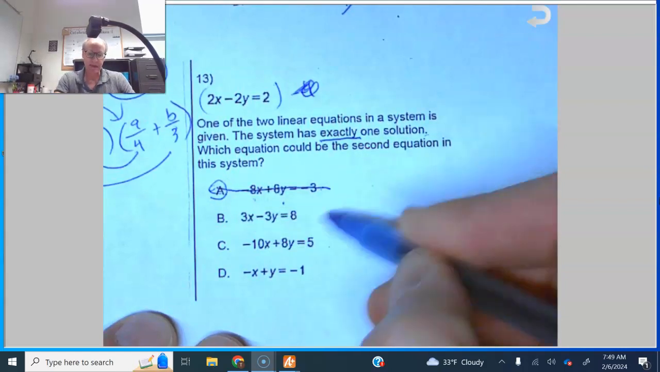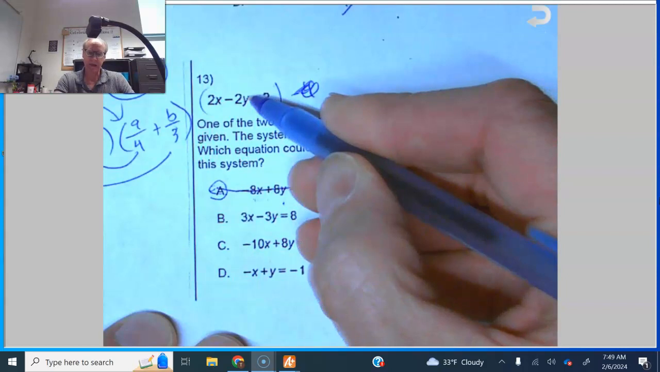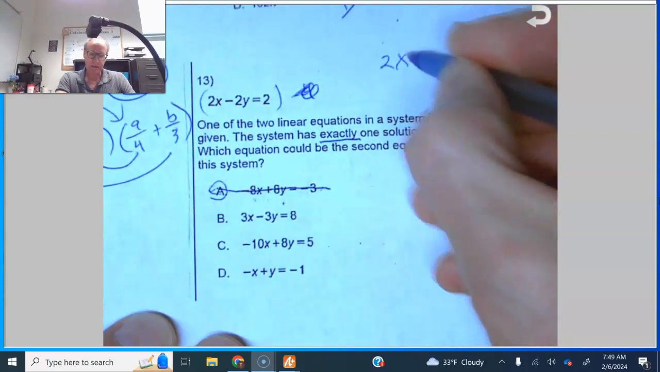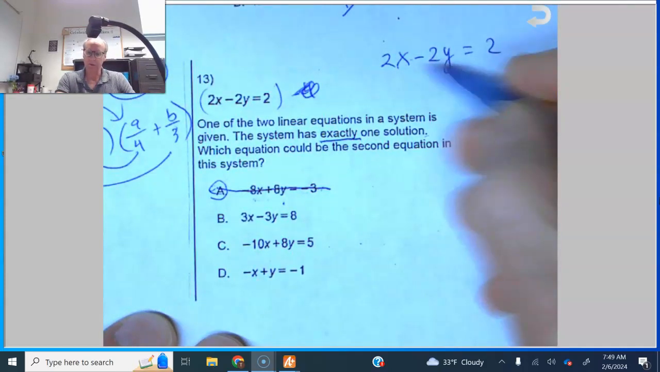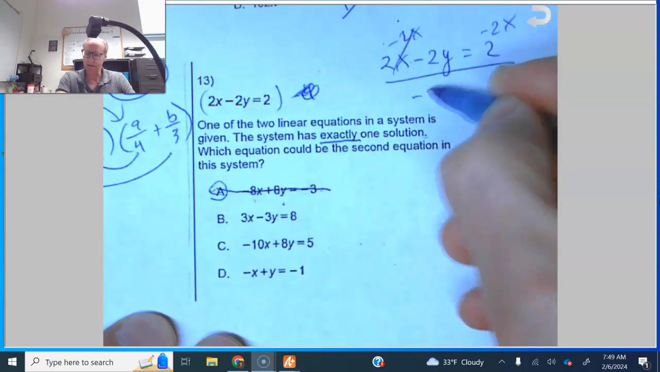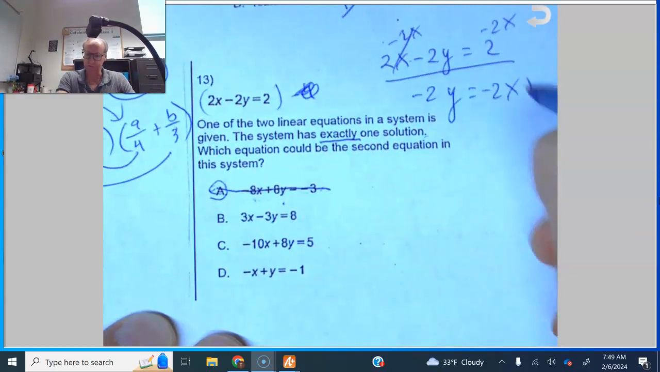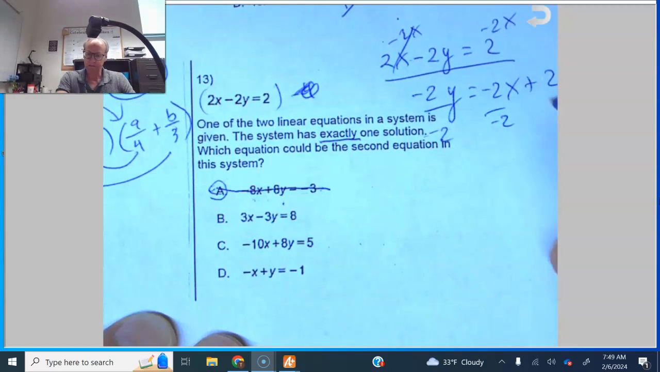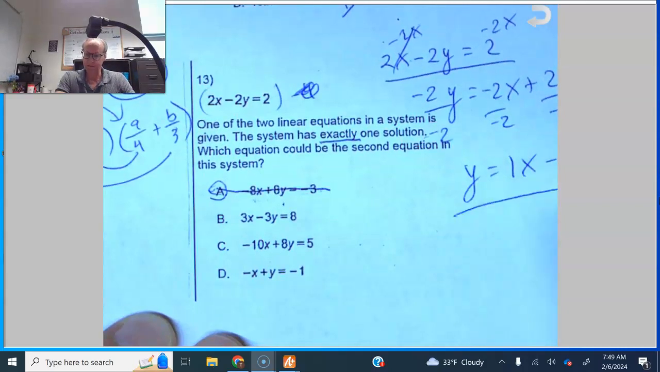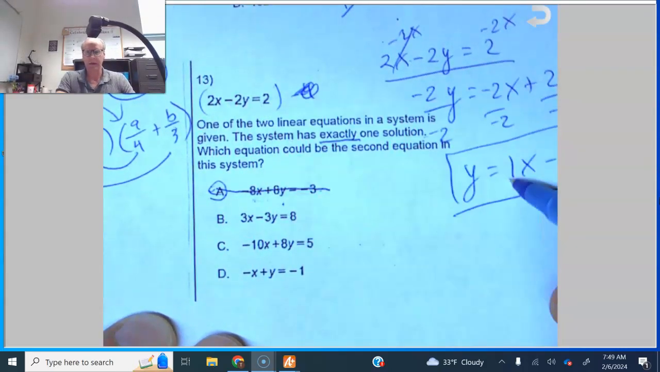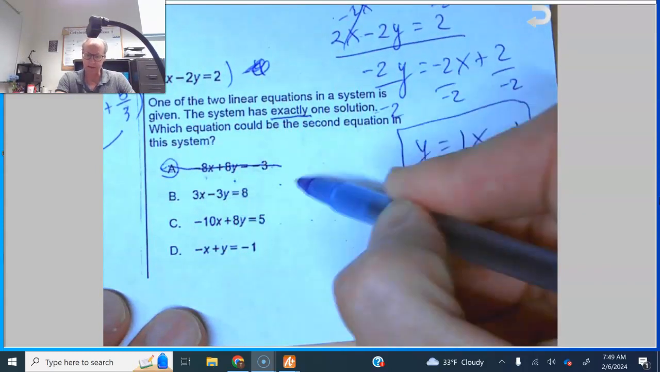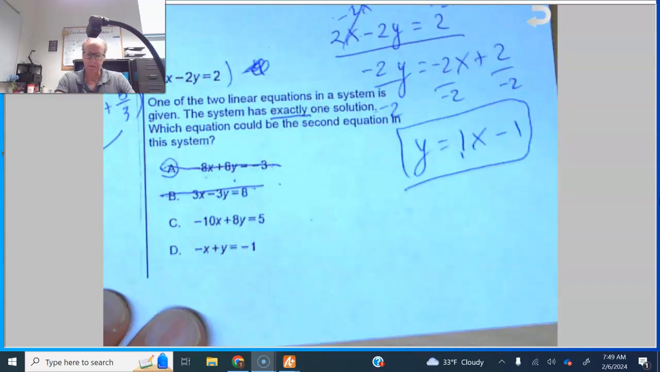If I subtract 3x and divide by -3, I'm going to get a +1 slope, just like I do for this one. Maybe I should show that. 2x minus 2y equals 2. So if I subtract the 2x from both sides, hopefully some of you understand what I'm doing. I have -2y is equal to -2x plus 2. Then I divide by -2. You see, this gives me a +1 for my slope, 1x minus 1. This is the equation in slope-intercept form. Well, this equation, if I subtract the 3x and divide by -3, I get a slope of 1. So this one is out.